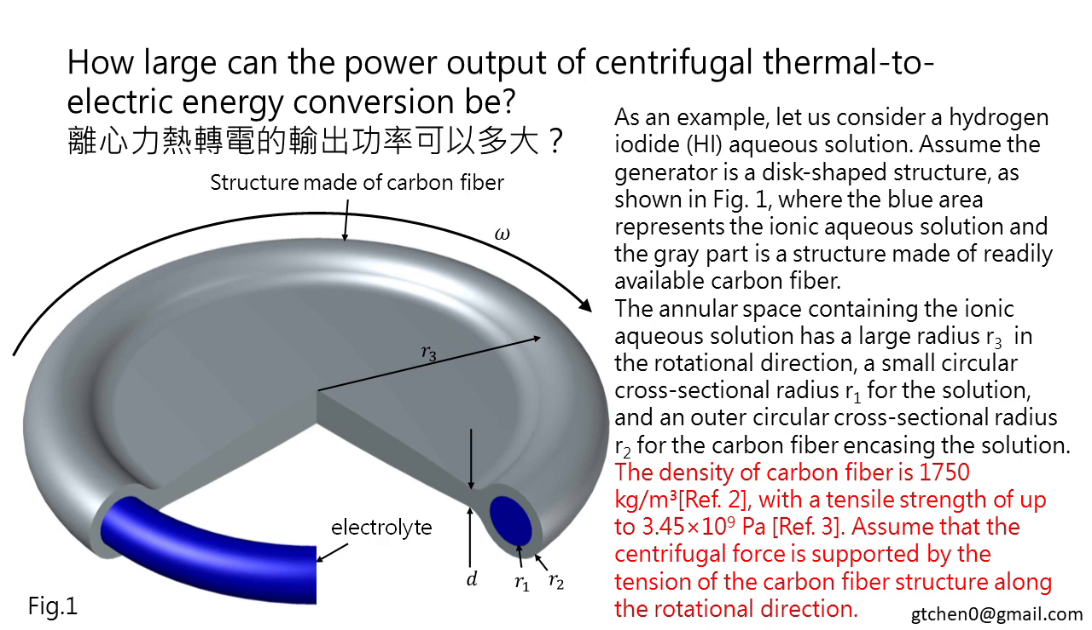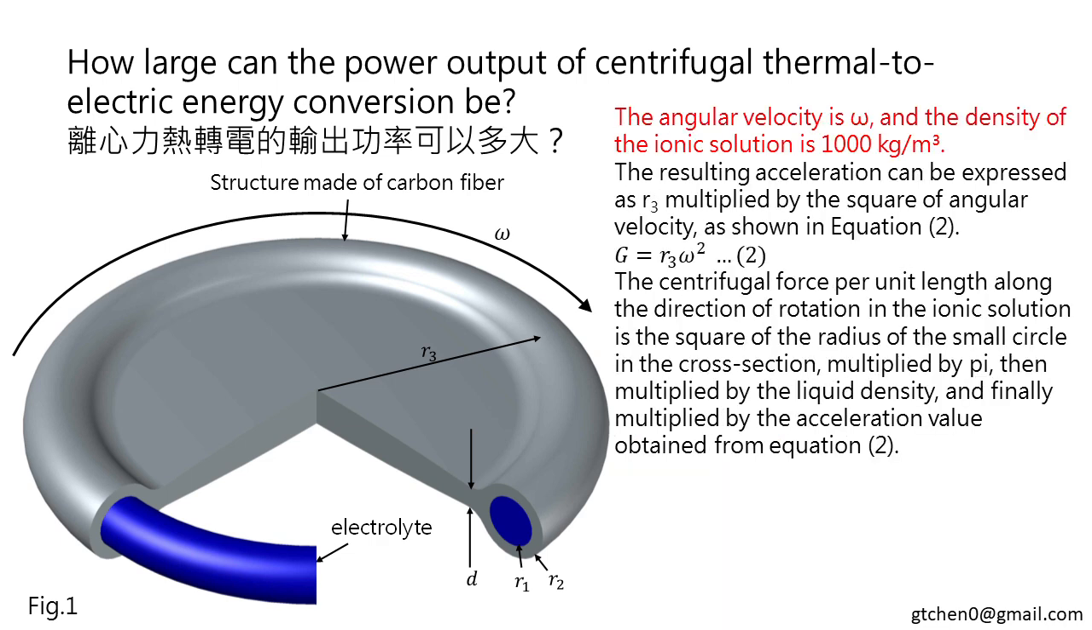The density of carbon fiber is 1,750 kilograms per cubic meter, reference 2, with a tensile strength of up to 3.45 times 10 to the power of 9 pascals, reference 3. Assume that the centrifugal force is supported by the tension of the carbon fiber structure along the rotational direction. The angular velocity is omega, and the density of the ionic solution is 1,000 kilograms per cubic meter. The resulting acceleration can be expressed as r3 multiplied by the square of angular velocity, as shown in equation 2.